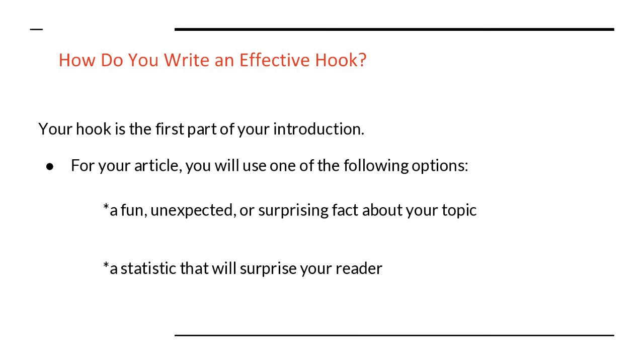For your article, you will use one of the following options: a fun, unexpected, or surprising fact about your topic, a statistic that will surprise your reader. Okay? So these are the two. When I'm grading your introductory paragraph, hooks, these are your two options. Now you may know other ways to do it, but for the rubric, what we're looking at is one of these two ways.